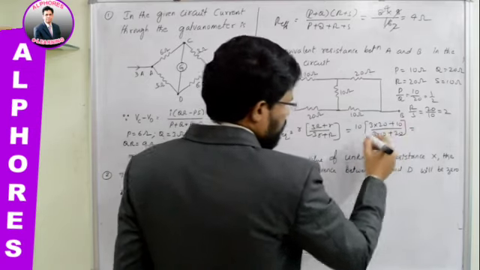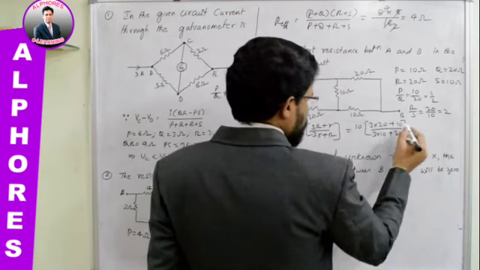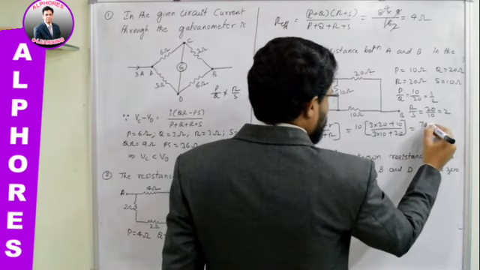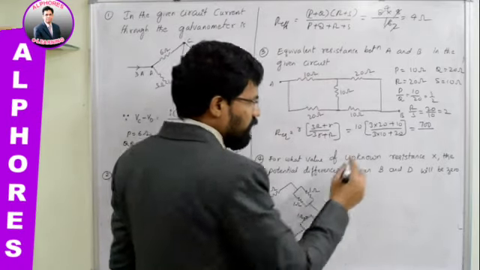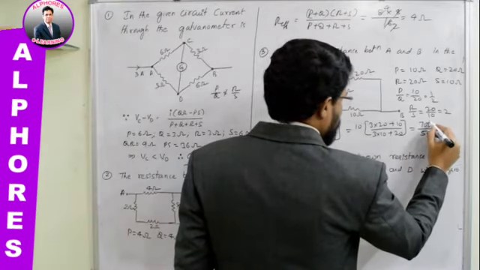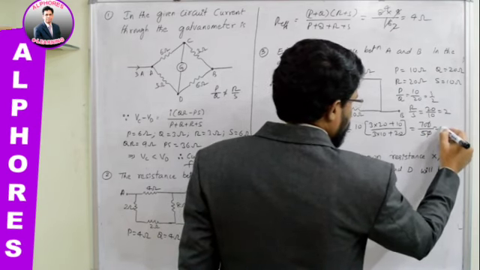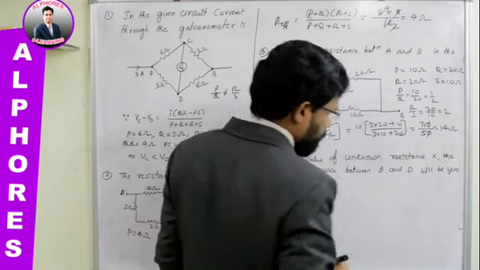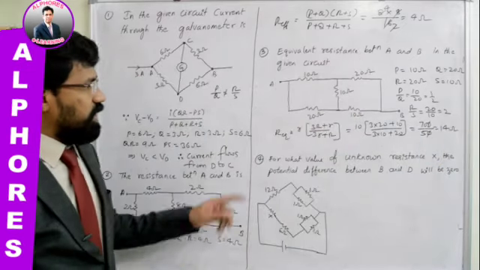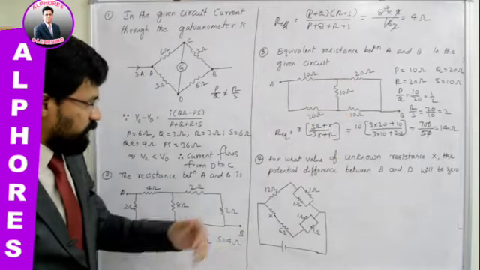So what you will get? 3 into 20, 60. 60 plus 10, 70. 70 into 10, 700. Divided by, in the denominator what you have? 3 into 10, 30. 30 plus 20, 50. So finally, what is your answer? 5 ones are and 5 fours are. Okay. So the equivalent resistance between point A and point B is how much? 14 ohms.